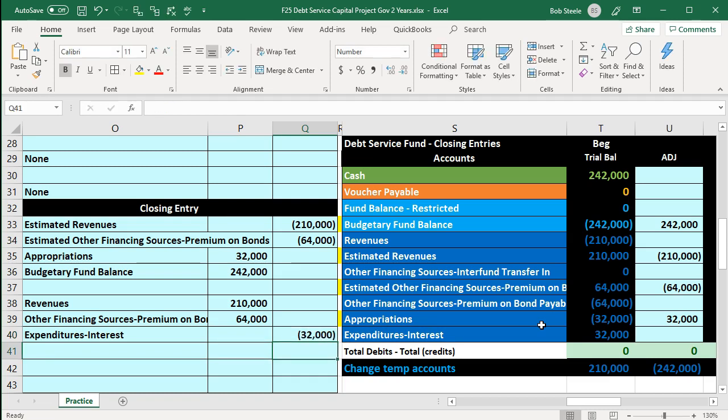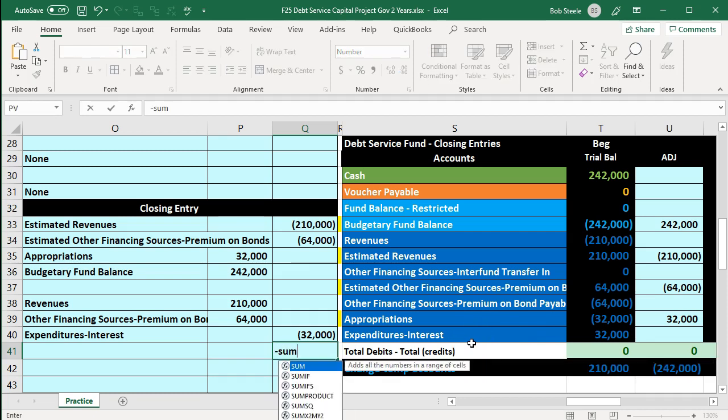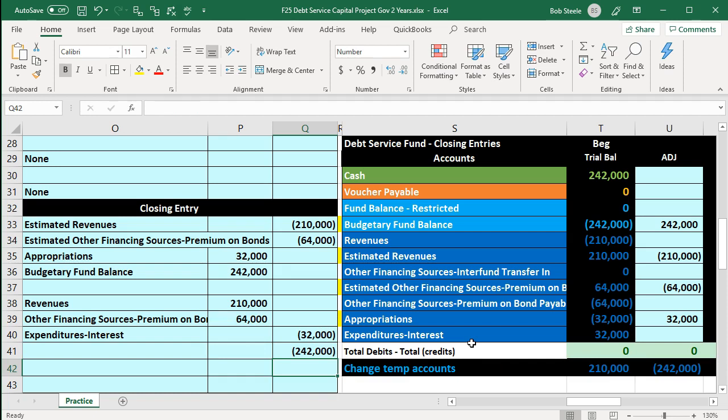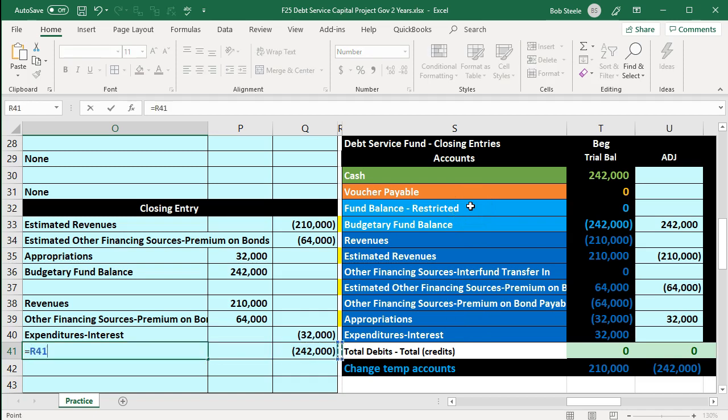And then we can say that we need the plug formula, the negative sum. So I'm going to say negative sum, the plug formula, whatever we need for the debits to equal the credits, 242. And that amount's going to be the fund balance. So we're going to say that's going to the fund balance, similar to the retained earnings type of account. There we have that. Let's post this out.